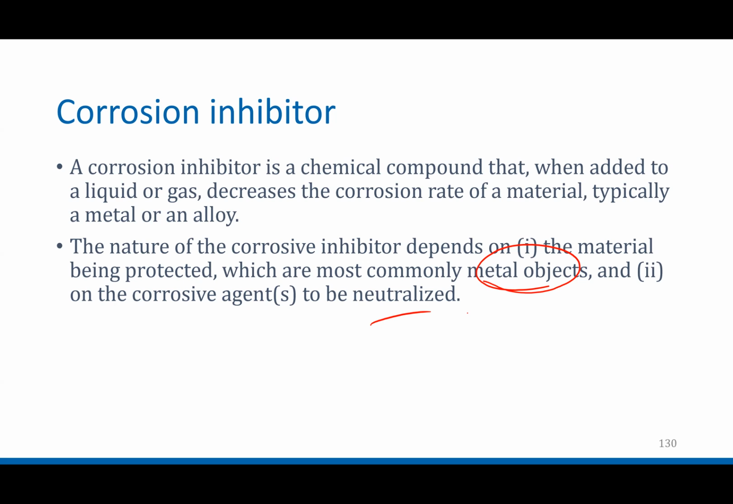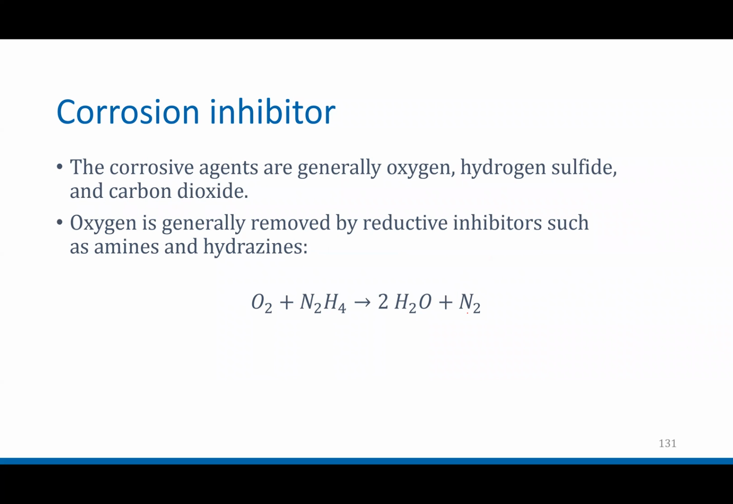So the corrosion inhibitor that you add depends on what you're trying to protect, whether it's metal, plastic, stainless steel, or pure iron, and then what type of corrosion you are trying to stop. The corrosive agents are generally oxygen and hydrogen sulfide. So this is oxygen corrosion, sour corrosion, sweet corrosion. And a really easy way to remove oxygen is to add nitrogen compounds like amines or hydrazines. Amines or hydrazines will turn the oxygen compound into water.